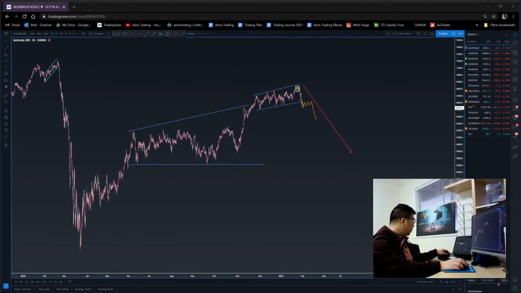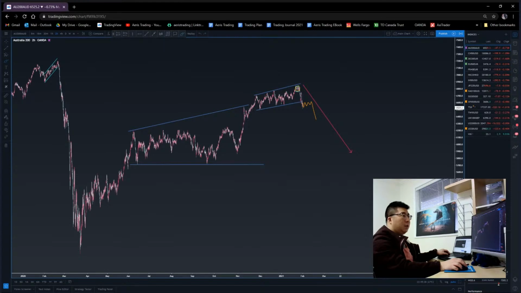So let's continue here. Any other questions on these guys? Any other questions on these indices I just went over?